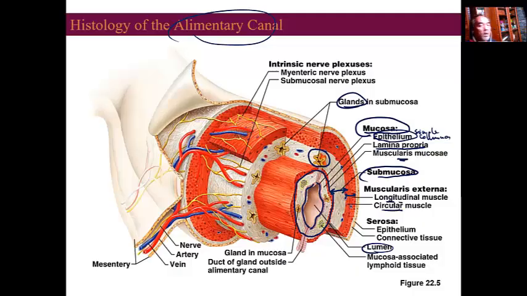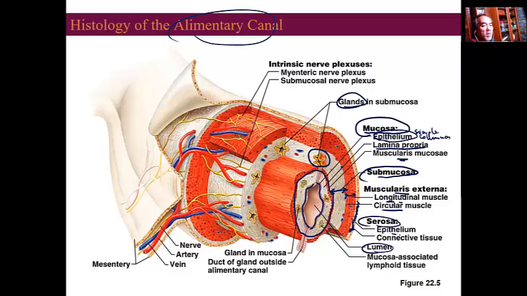That's what produces peristalsis. The muscle that goes along the tube, straight with the tube, is your longitudinal muscle, and the one that wraps around the tube is your circular muscle, and that's called the muscularis externa. And the last is the outer covering of your alimentary canal, and that's going to be the serosa.